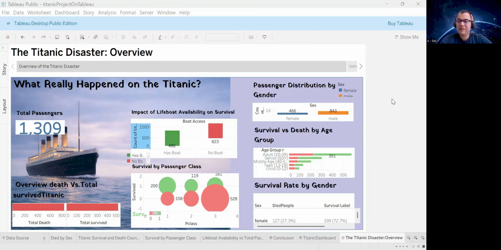Today, I will present my data analysis project for STA 400. My subject is the Titanic disaster using Tableau. For the introduction, I summarize all the information in this story.